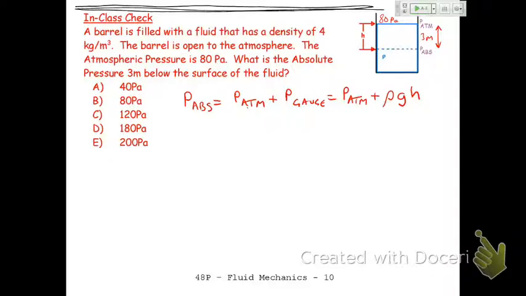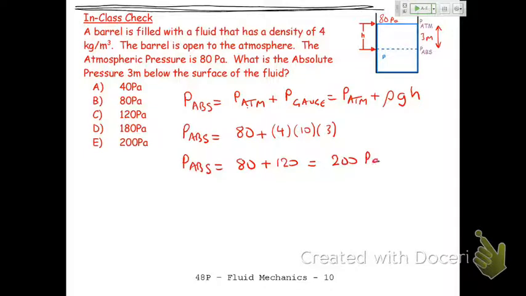So we say P absolute is equal to the P atmospheric, which is 80, plus my density, 4 kilograms per cubic meter, times g, which is 10, times my height, which is 3 meters. So P absolute is equal to 80 plus 120, which equals 200 pascals. Simple as that, basically. It's terminology, isn't it? It's not the math. It's never the math. It's the terminology. It's knowing what they're asking and how to interpret the words.